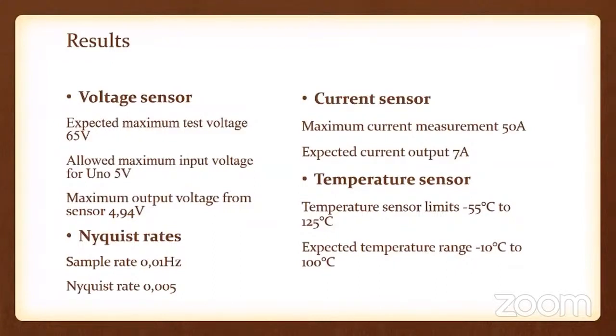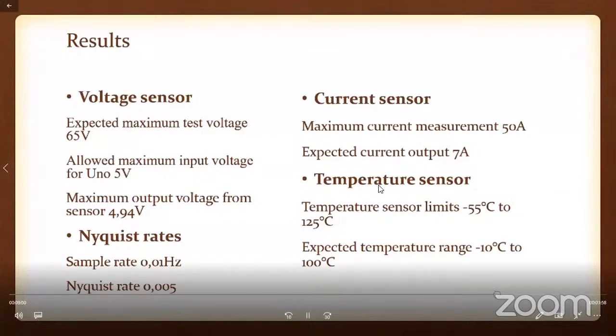The temperature sensor used had the upper and lower limit of 125 degrees Celsius and negative 55 degrees Celsius, where the expected operating range of the solar panel in the test system was from negative 10 degrees Celsius up to 100 degrees Celsius. Within this range, the temperature sensor had a tolerance of 0.5 degrees Celsius, which is acceptable.